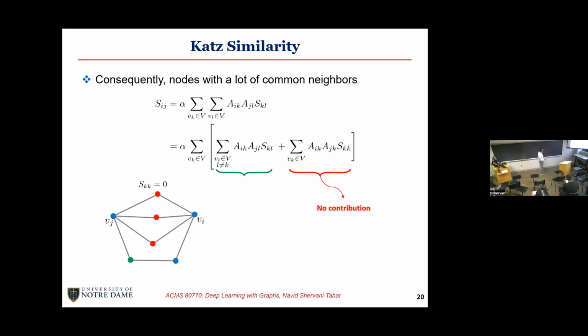So the neighbors of Vi and Vj are not similar to each other because the node is not similar to itself, right? And there is no contribution coming from these 3 nodes, and we have some contribution from this node. But the fact that these 2 nodes are sharing a lot of neighbors won't account for anything in this scenario. So these 2 issues need to be addressed.